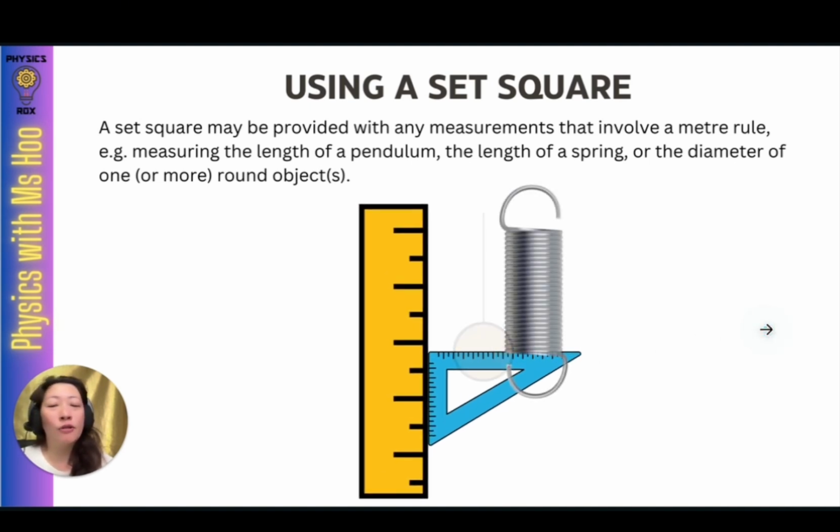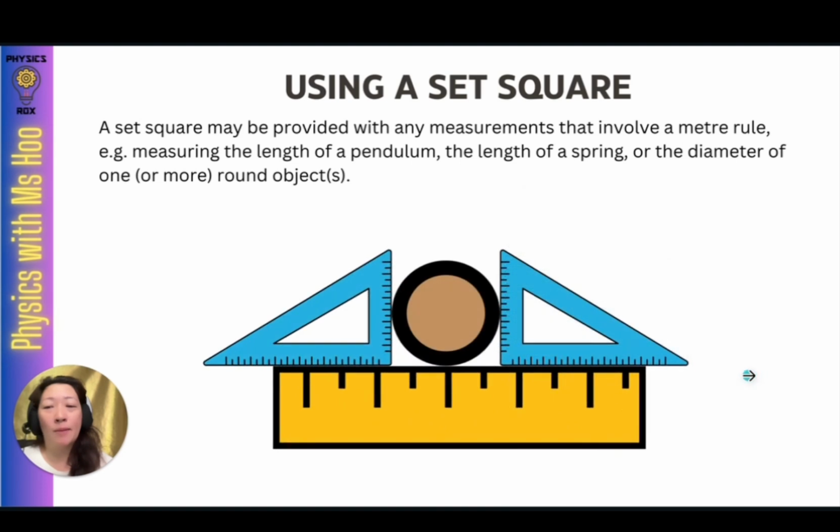You could also use the set square to help determine the length of a spring. So for example, as you can see, we would align the set square in such a position where this part of the set square would be pointed towards the spring. Now, whether using the set square to measure the length of the pendulum or the spring, the set square shouldn't be touching the pendulum or the spring directly because it could interfere with the measurement of the length. Rather, it should just come as close as possible to the pendulum or the spring.